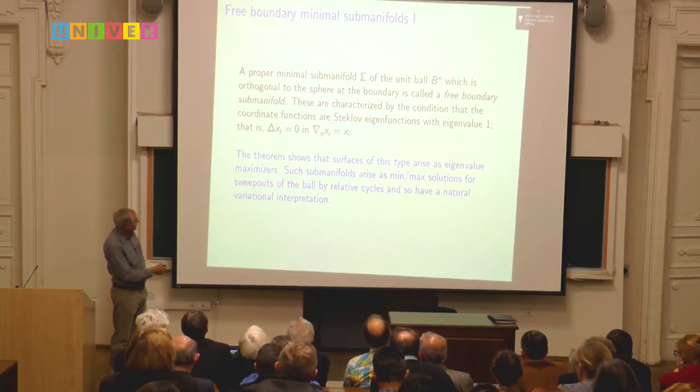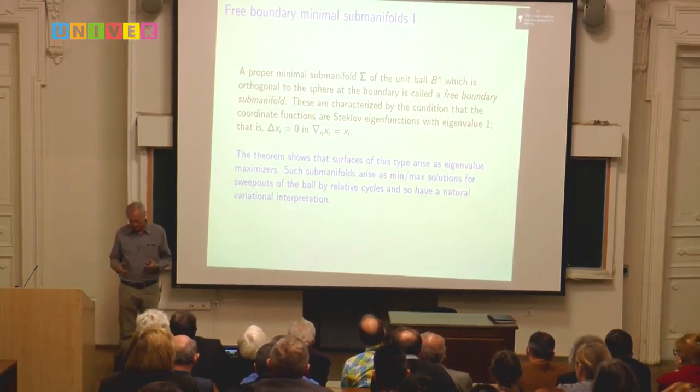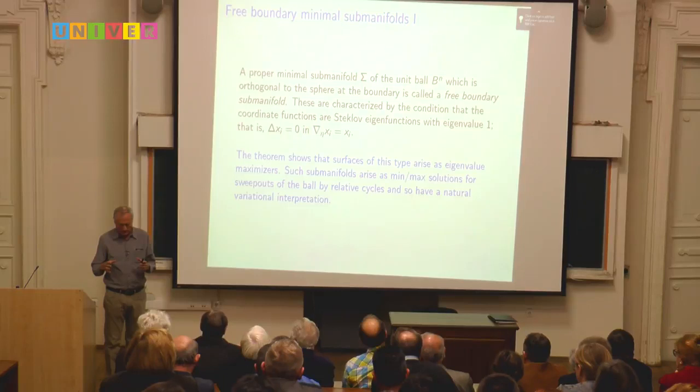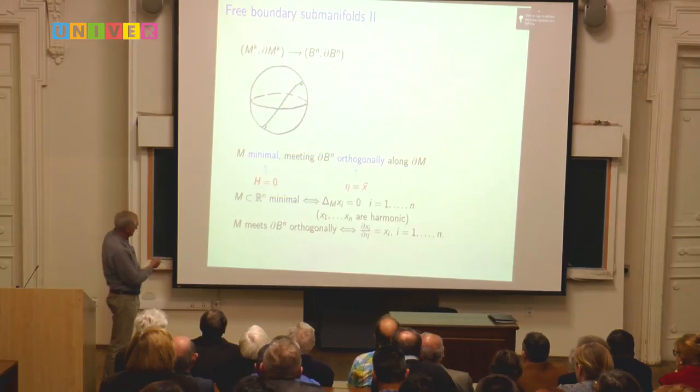And so the theorem on the previous slide shows that the surfaces which maximize this eigenvalue problem, assuming we can find a maximum, will actually be achieved, up to a constant multiple, by the induced metrics on free boundary minimal surfaces.